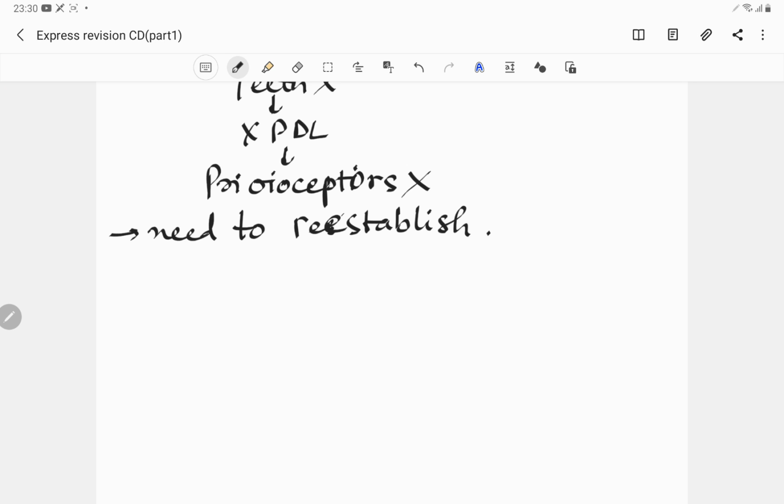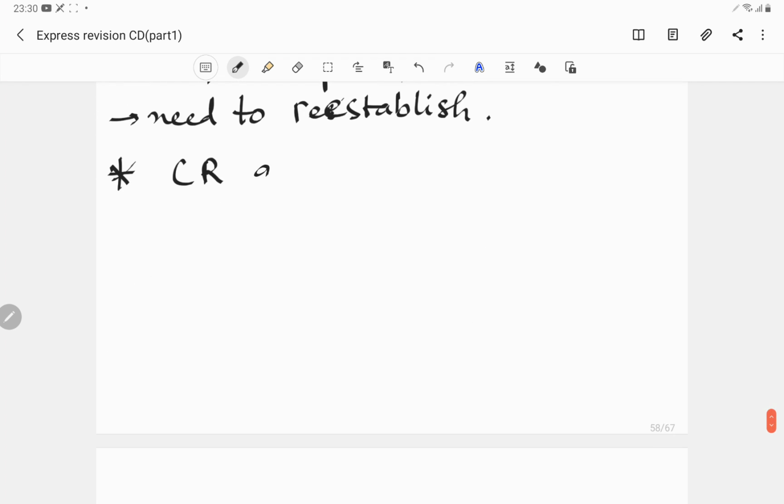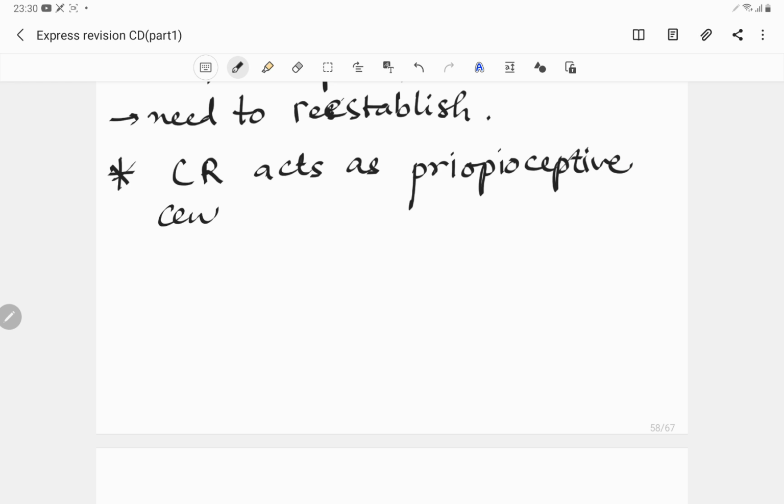Re-establish a record wherein the condyle are going to be smoothly sitting in the glenoid fossa. That means the condyle are nicely resting, spreading the legs, and there is going to be no pain in the muscles. So this is a record which we want to re-establish. So basically, centric relation acts as a proprioceptive center to guide the mandible.